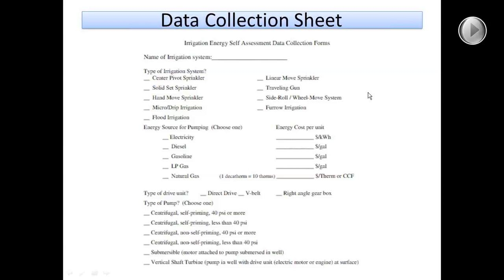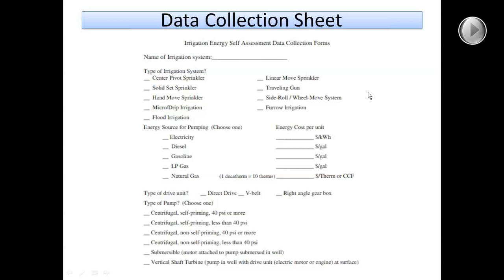Okay. This is a separate data collection sheet. This is either University of Wisconsin or USDA. I can't remember who put this one together. It asks for some different information. It's a lot more detailed. We'll just go through it too, and you can use whichever data sheet you'd like or feel more comfortable with.